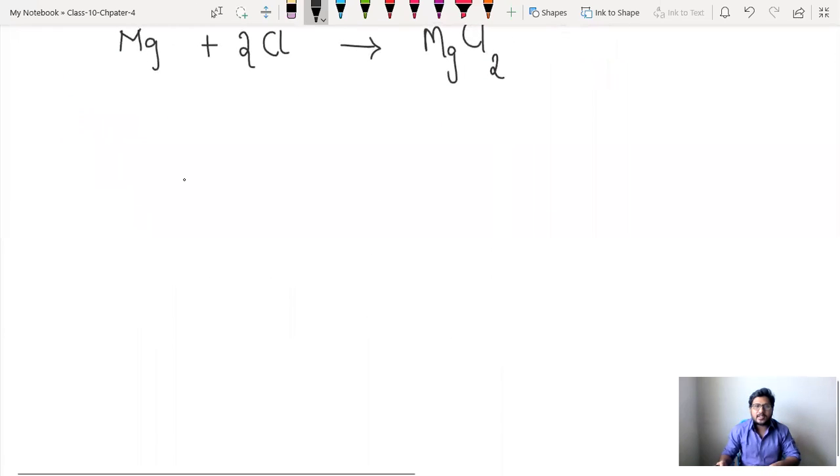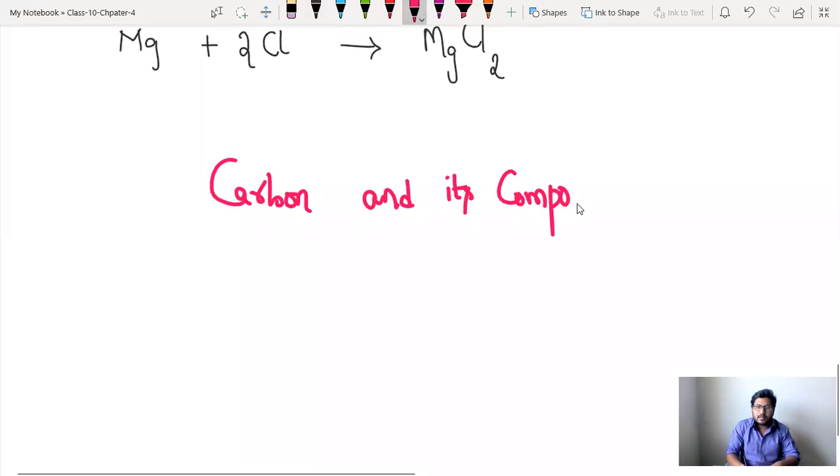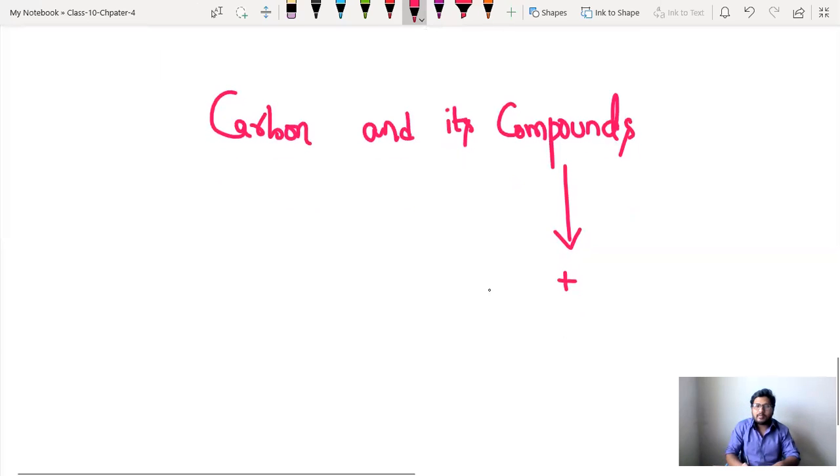Now we are in the chapter Carbon and its Compounds. Carbon and its compounds means compounds where there is a combination of atoms, and one of the atoms is carbon.